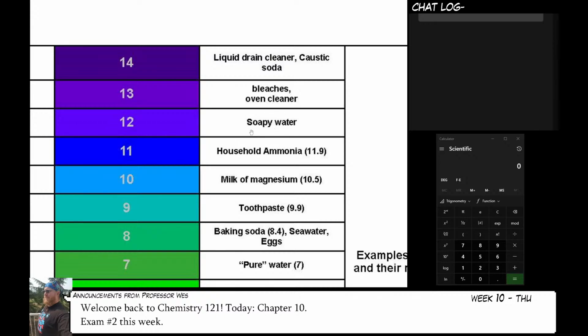Soapy water, same deal. Soapy water can have a pH of up to 12. Maybe not necessarily this high. It depends on the soap that you're using. And then past this, these are things that you really don't want to have in contact with your body. So, for example, bleach or oven cleaner.